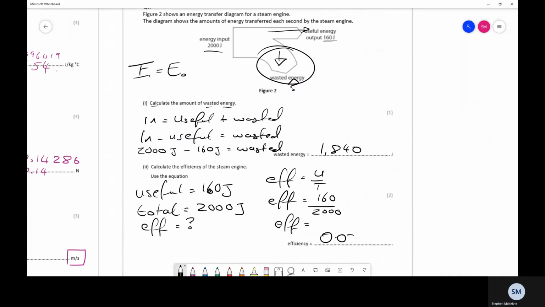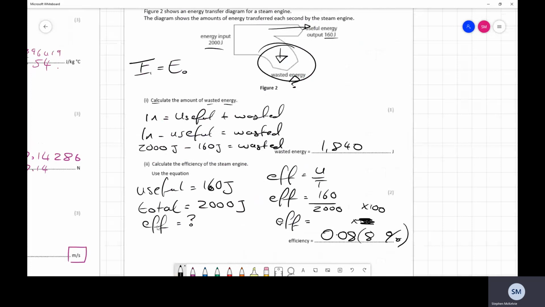My efficiency is going to equal 0.08. Now, it's not asking for it in percentages, so I can leave it as a decimal, but if I needed to, I could multiply that by 100 to get the efficiency as a percentage.